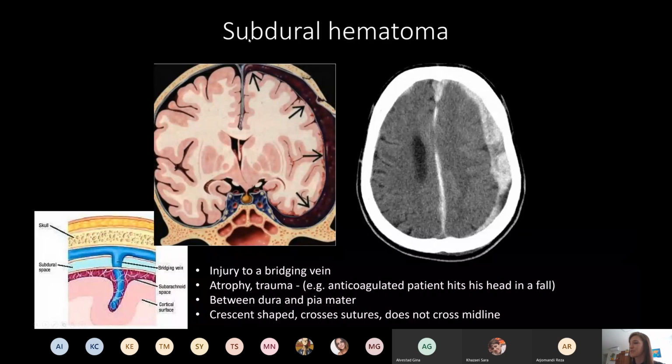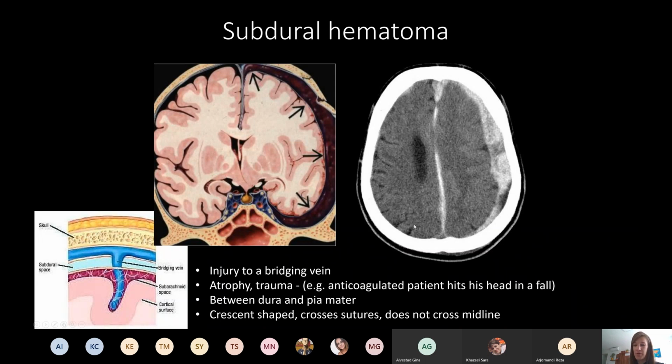The second type of bleed is subdural hematoma. It's located between the dura mater and the pia mater, and this is a crescent shape. It crosses the sutures but doesn't cross the midline. It's expanding more slowly because it's a venous bleeding. It's caused because of injury to a bridging vein. Bridging veins are the veins connecting the cortical surface and the dural sinuses, and they cross the subdural space. And then when they get torn, there is the subdural hematoma.